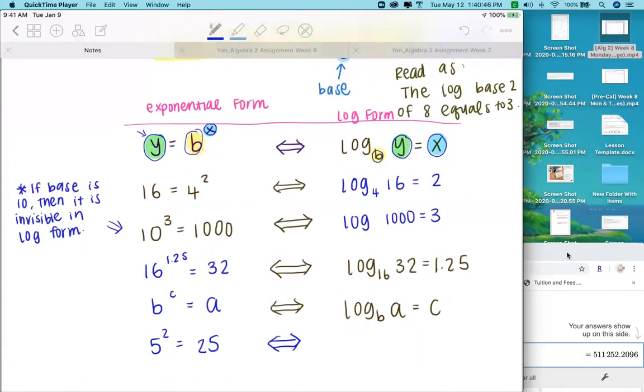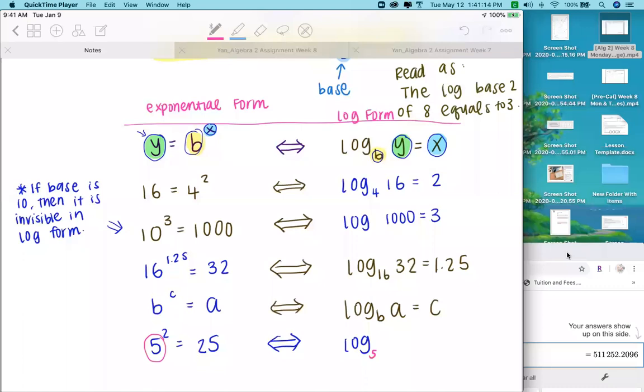Okay, how do I rewrite this in log form? What is the base in this case? Remember, the base is the number that you're going to be using to take the exponents, which is the 5. This is your base. So you write that base, the little 5, at the bottom.